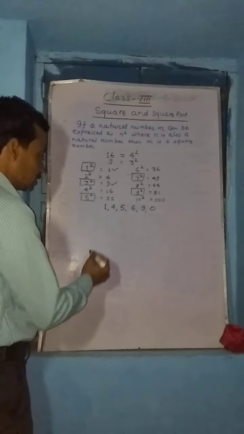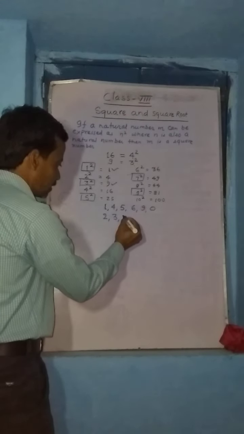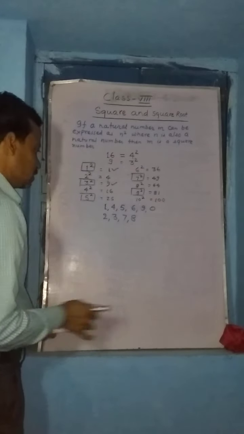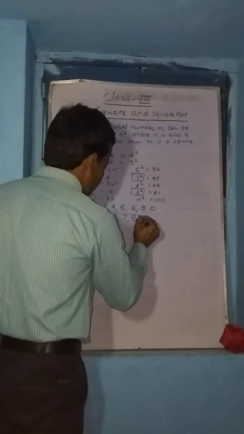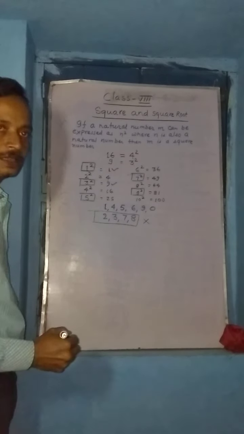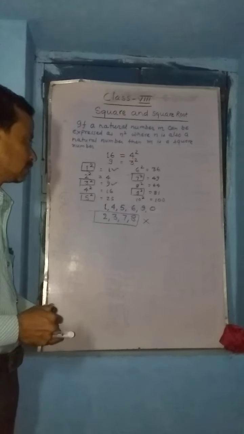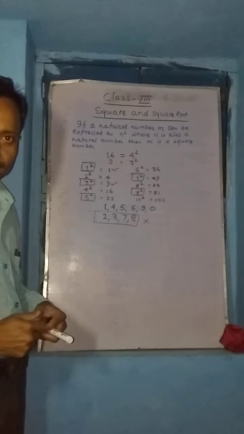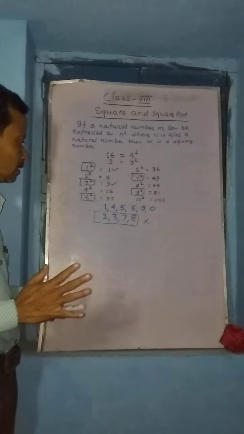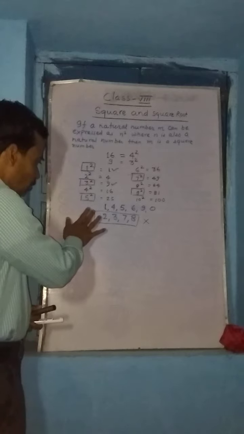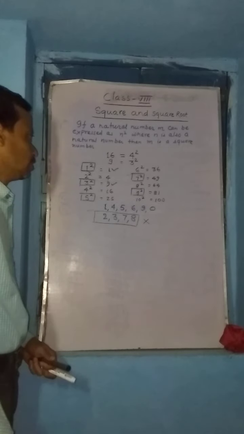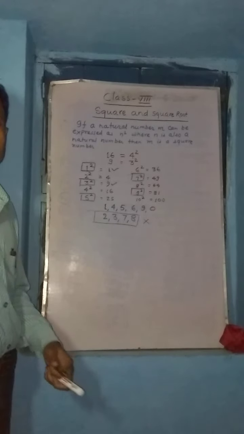So, the remaining digits are 2, 3, 7, 8. If a number ends with the digit 2, 3, 7 or 8, then such a number is not a square number. Clear? Is it clear? So, this is the random checking of a square. Now, we see another property of a square.